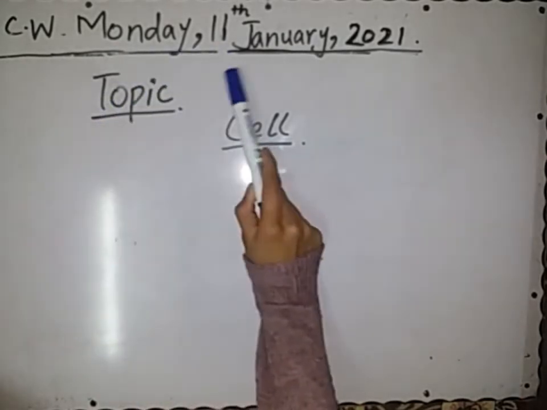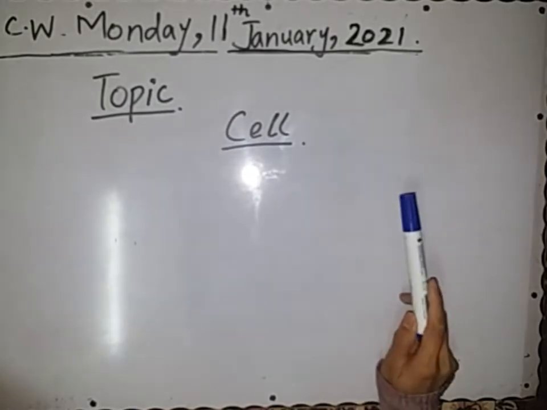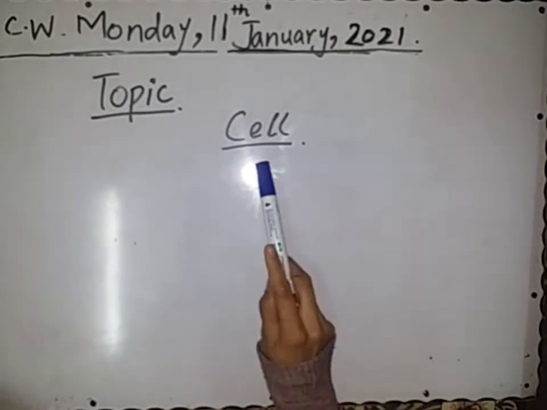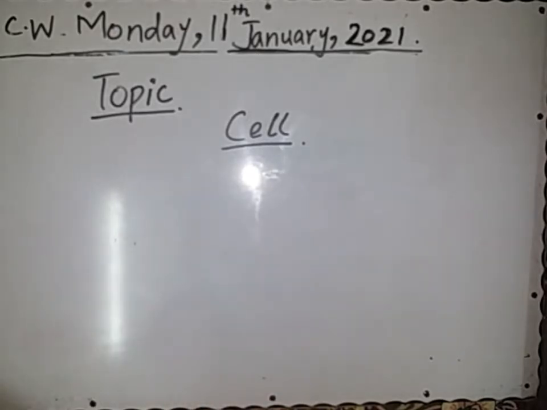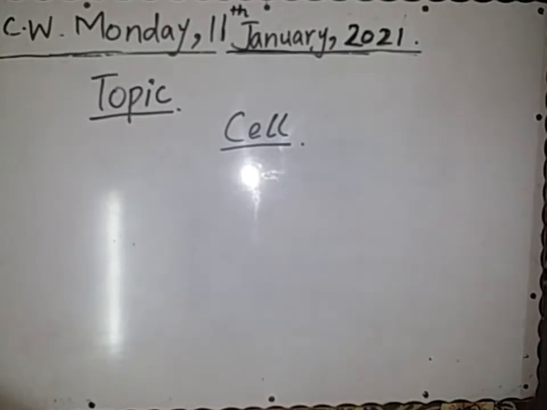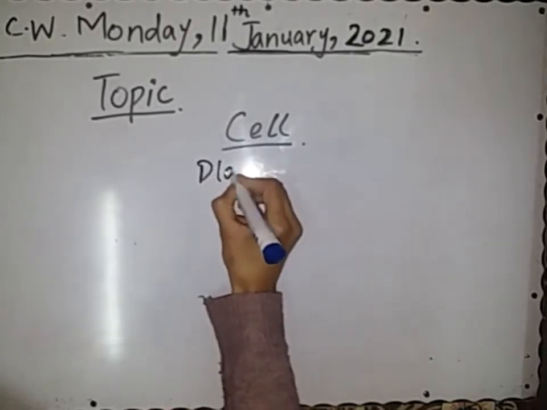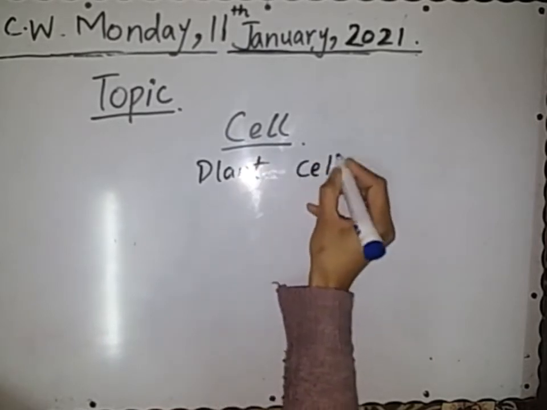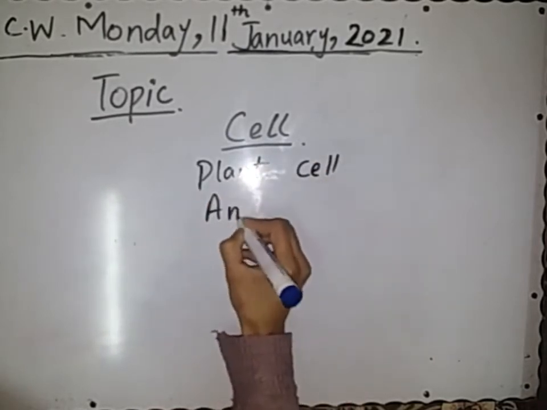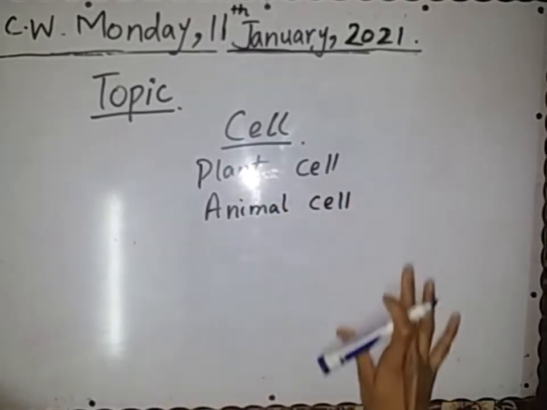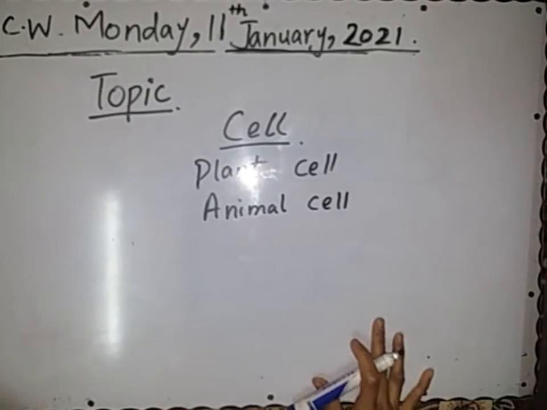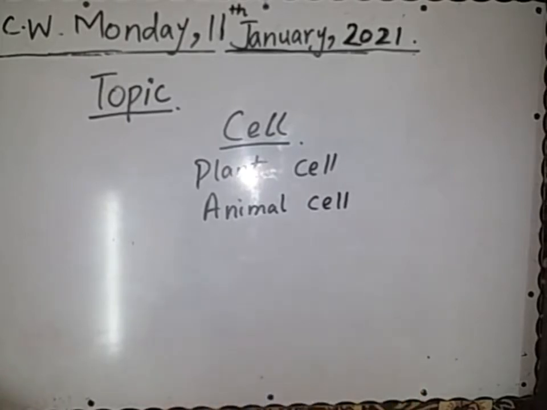Today is Monday, 11th January 2021. Students, we have started our chapter, that is cell. Previously we did the explanation of the cell, that is, we have two types of cell, plant cell and animal cell. I have explained both cells in detail. Today we will do some important functions of organelles of the cell.